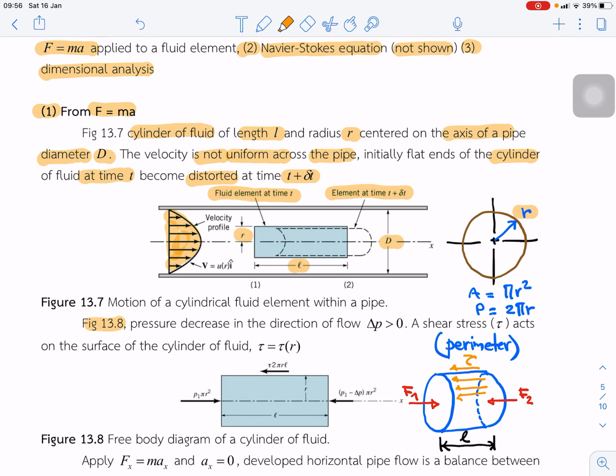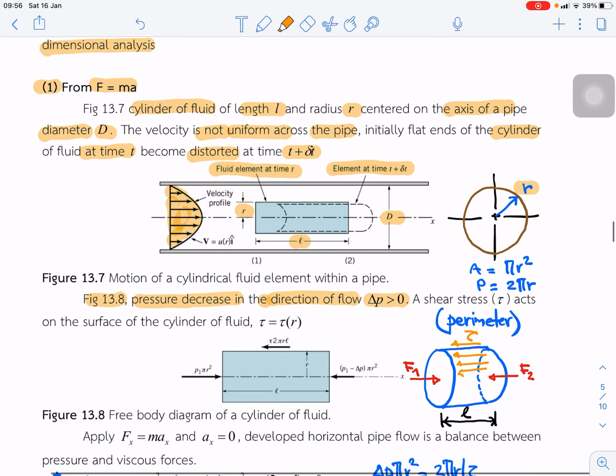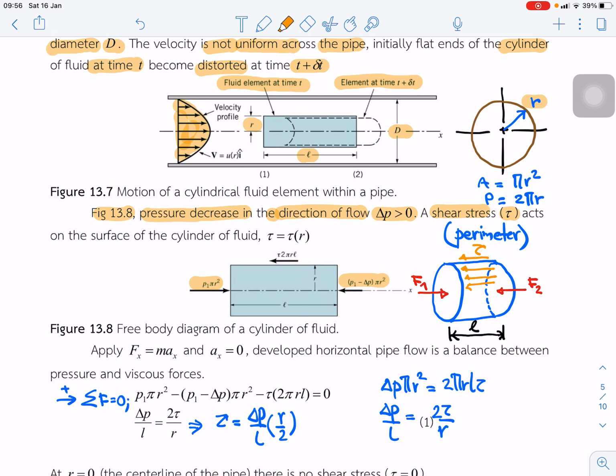Below, we show the free body diagram of the control volume of the fluid. Pressure drop: you can see the pressure decreases in the direction of flow, and delta P is greater than 0. Shear stress tau acts on the surface of the cylinder. That is the pressure force on the left-hand side and the force on the right-hand side, and consider the shear stress on the surface.